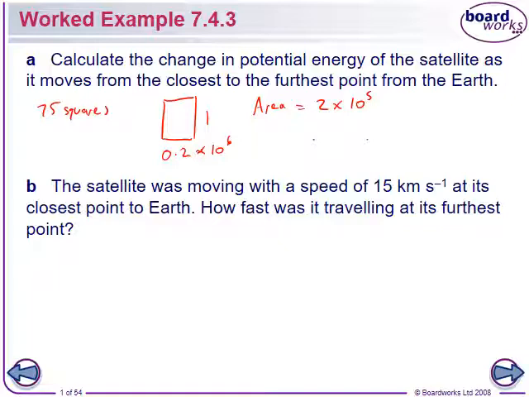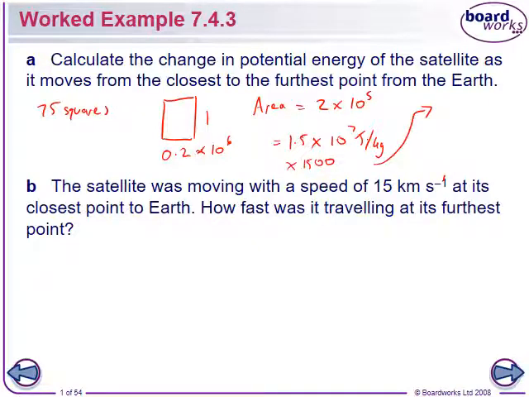We need to multiply that by the number of squares, and I get 1.5 times 10 to the 7 joules per kilogram. So our area under the graph is 1.5 times 10 to the power of 7 joules per kilogram, but we want the total change in potential energy. So we need to multiply by the mass of the object. How heavy is the satellite? 1,500 kilograms. So we need to multiply that by 1,500.